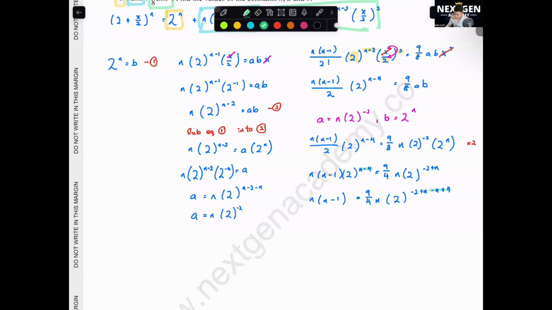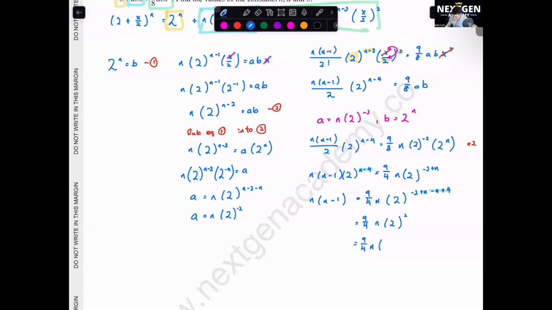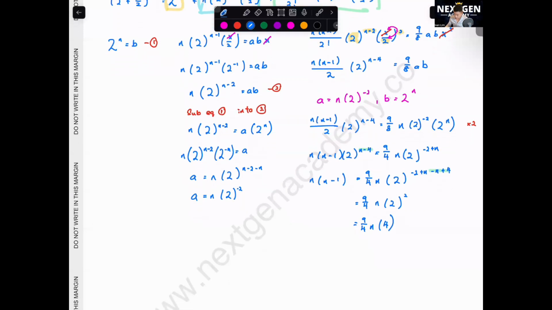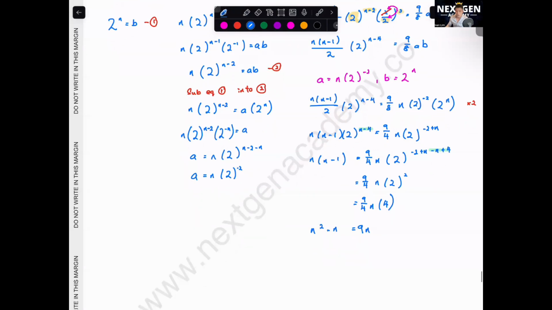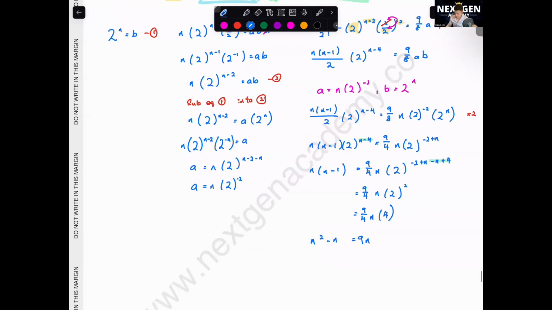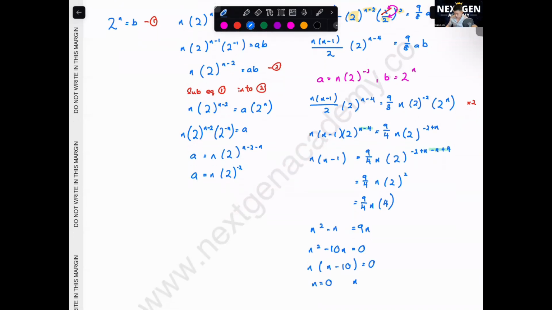Okay, move it to the right hand side. Simplify the entire thing. On the right hand side, you'll get 9 over 4 n, 2 to the power of negative 2 plus 4, 2 squared, which equals 4. So you get rid of all the power n already. Then here will be equal to 9n. Okay, you can open up this one, n squared minus n. Yeah, everything is indices. Shift everything to the left-hand side, you get n squared minus 10n equals 0. You factorize this, you get n(n minus 10) equals 0. n is equal to 0, n is equal to 10.